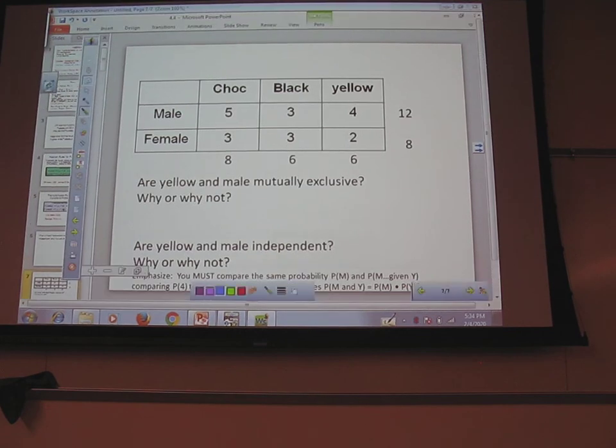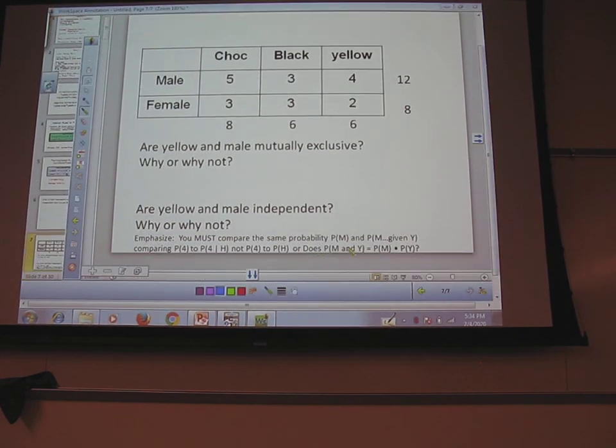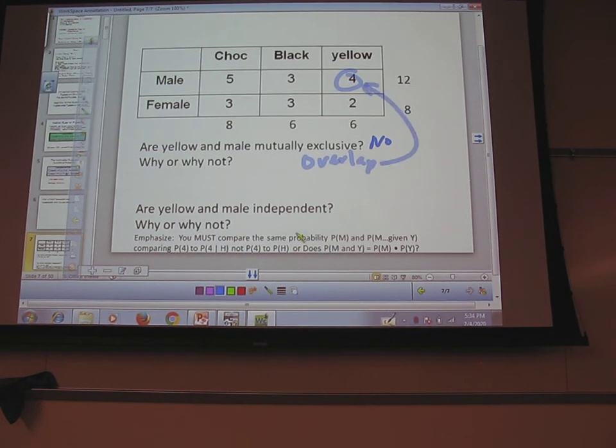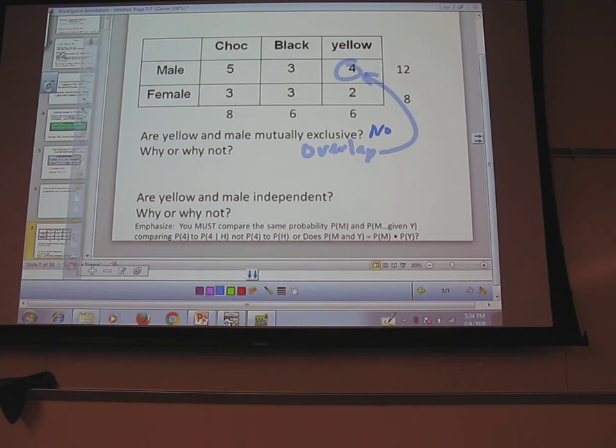And again, are yellow and male mutually exclusive? No. Why? Yeah, they have overlap. Right? You can be yellow and male. Are yellow and male independent? No. How do you know the easiest way?